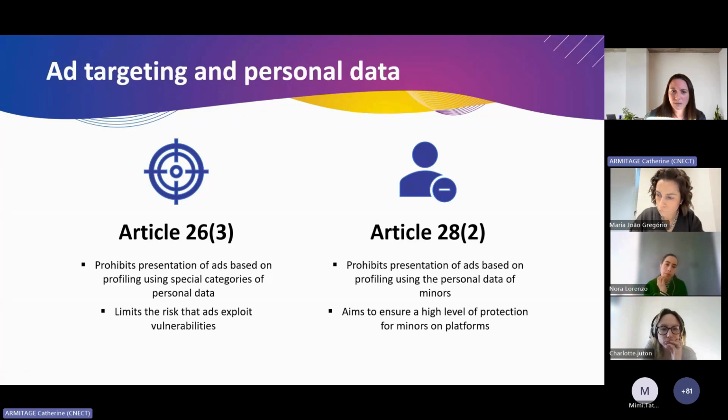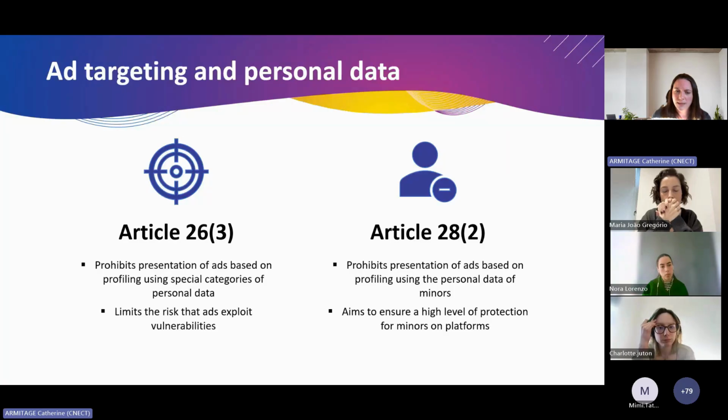And ad targeting and personal data. There are two relevant provisions in the Digital Services Act that were introduced in relation to how ads can be targeted to users. Article 26.3 prohibits online platforms from presenting ads based on profiling using special categories of personal data. As I mentioned before, this article draws on the definition of special categories of personal data in the GDPR. I mentioned some of the categories before: health data, information about someone's sexual orientation, political beliefs, religious beliefs, and many others. It also draws on the definition of profiling, which comes from the GDPR.